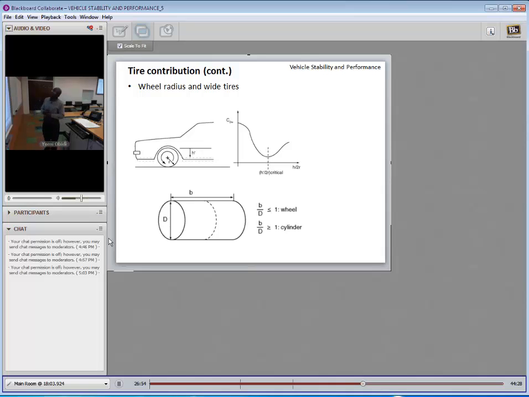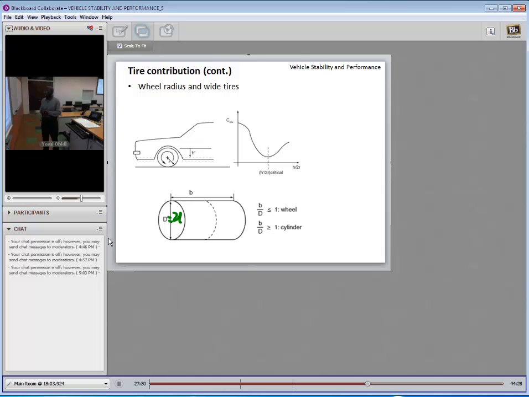Now, what do we have between the width of the tire and the diameter of the tire? This is twice the radius. This is again 2R. D equals 2R. So B over 2R, we say B over D, which is the same thing as B over 2R. B over 2R has to be less than 1 for effective performance. That's a reduction in the drag coefficient for the car.